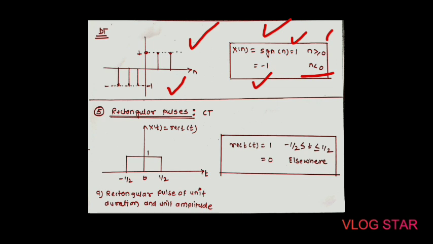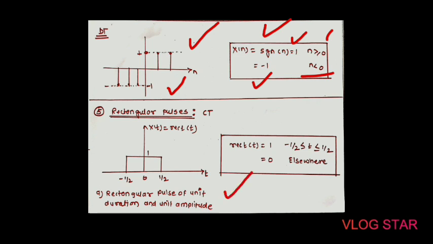Next type of elementary signal is the rectangular pulse. In rectangular signals there are two cases. In the first case, a rectangular pulse of unit duration and unit amplitude is present, and the second case is for a rectangular pulse of duration T and amplitude A. So let's see the first case, that is, the rectangular pulse of unit duration and unit amplitude.